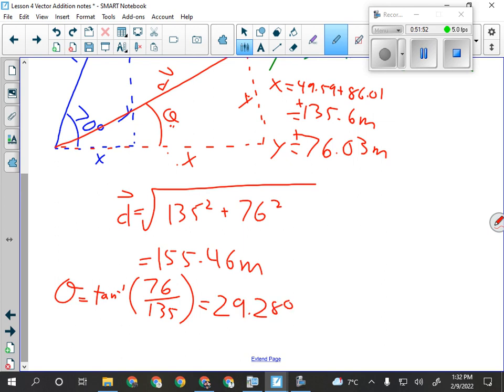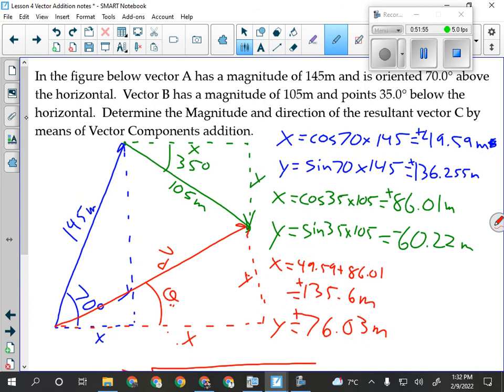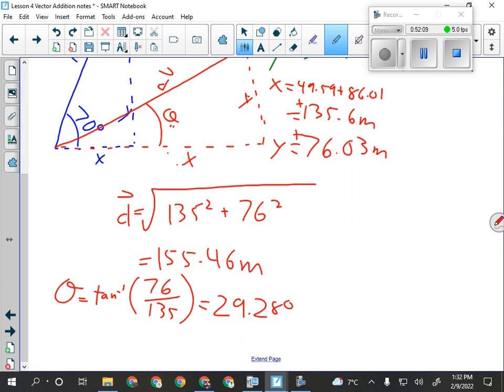Okay, and how many significant digits do I have here? Three. Everything's a 3, right? 145 has 3, 70.0 has 3, 105 has 3, 35.0 has 3. So my final answer is going to have 3 significant digits, so that's going to be 155 meters at 29.3 degrees. And then the direction for this one would be above the positive x-axis, because that's all they told me. Everything was in reference to the horizontal.